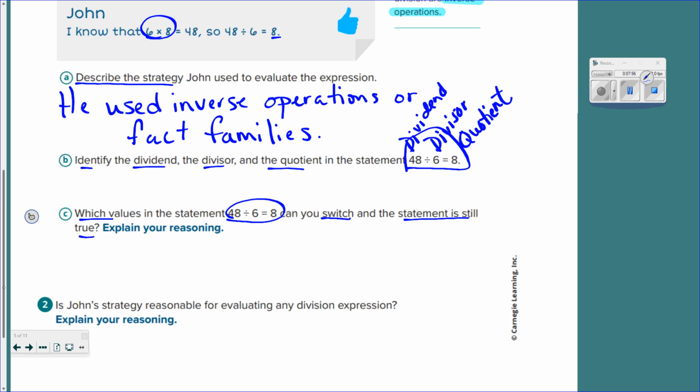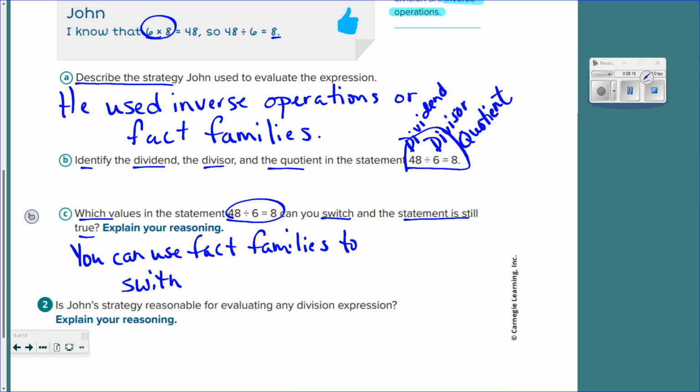Or, what's an easy way to say it? What did we use to start? So we have the commutative property of division. So that's the fact family. The fact family to switch is 6 and 8. I know 48 divided by 6 is 8. I know 48 divided by 8 is 6. They're in the same fact family.